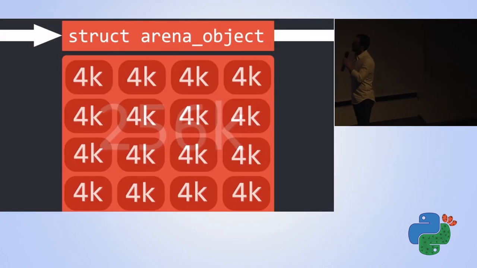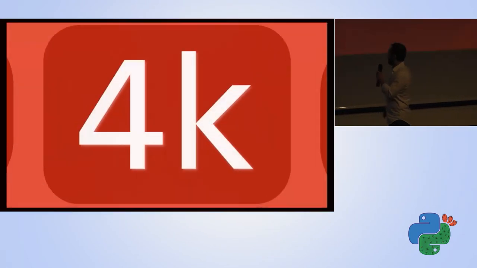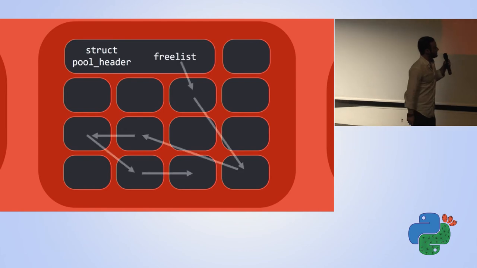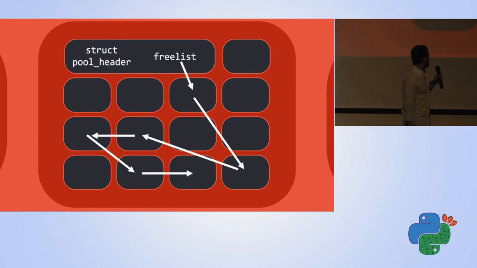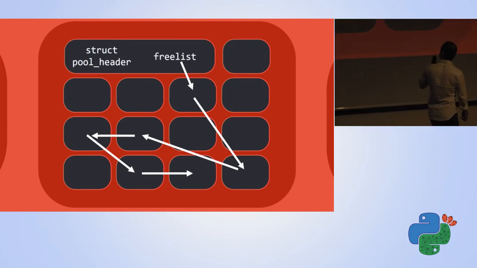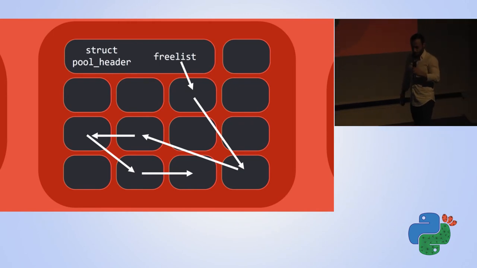In each of those, we have it split up into 4k pools, and each of those 4k pools is built from the following struct: pool header and free list. The free list is just a linked list of which cells are empty. I'm not sure, but I think these are 8 bytes. Anyway, I think that in one of the versions, they had a problem that in a funky situation, there was a loop in here.